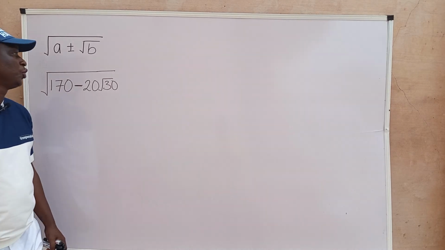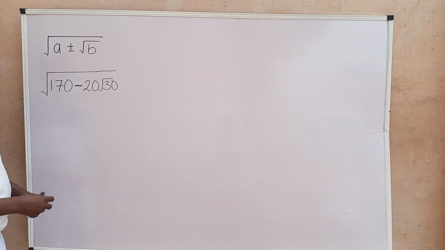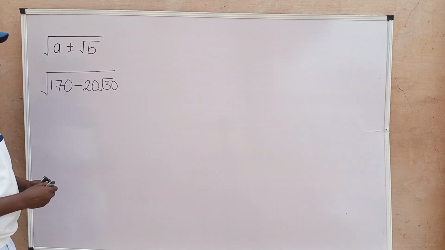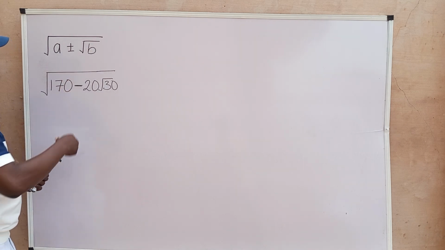Hello guys, I want to show you how to solve this question. But I want to drop a shortcut of how to solve this problem without stress. The square root of a plus or minus square root of b.